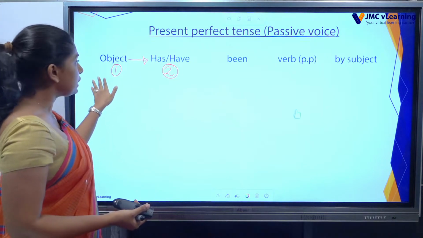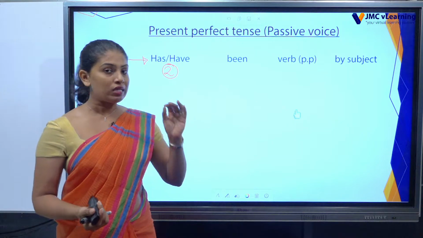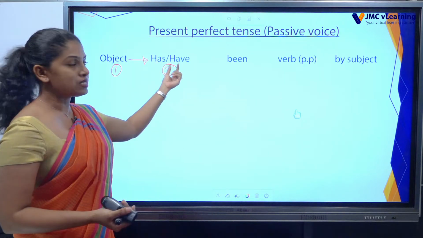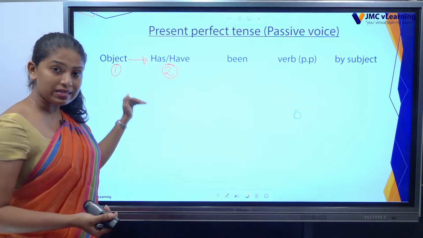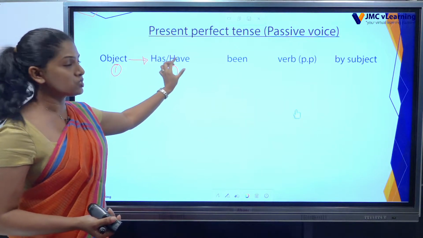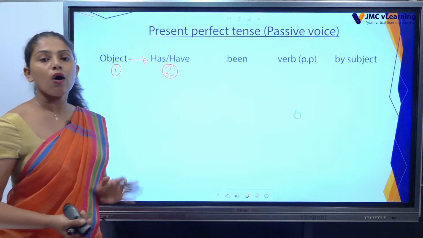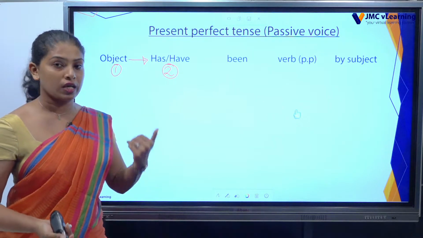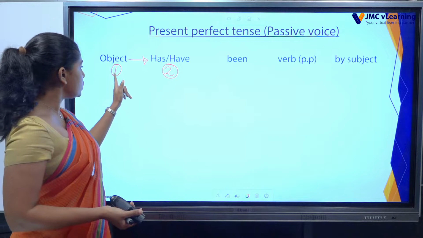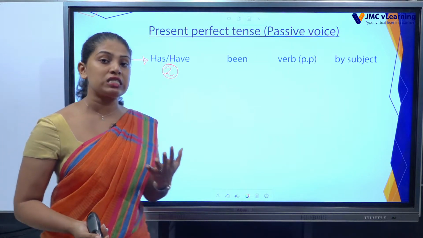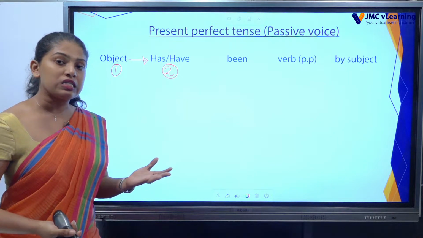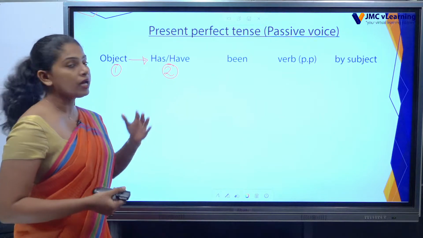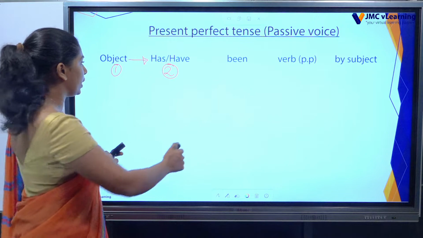In the earlier active voice, we decide to take has or have according to the subject. But here in passive voice, we select has or have according to the object, because first we have to take the object. If the object is singular, if the object is one thing, we have to take has. If the object is plural, we have to take have. So that's how we create it.